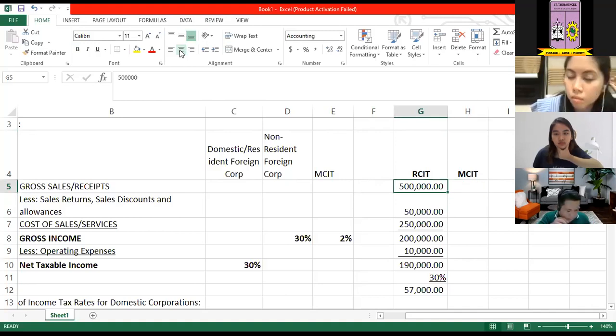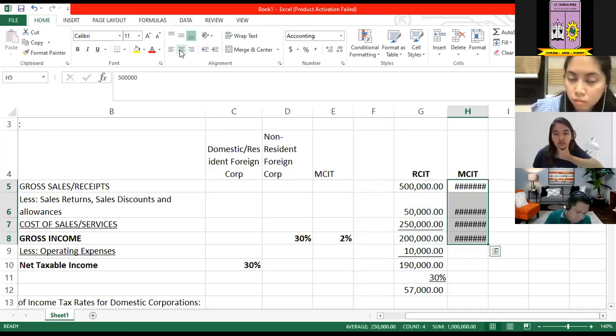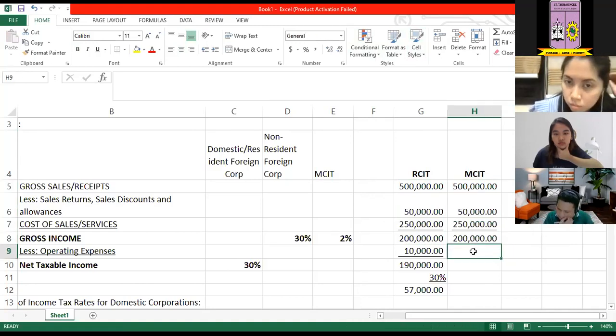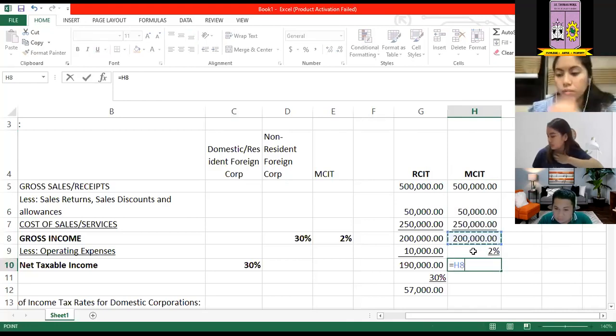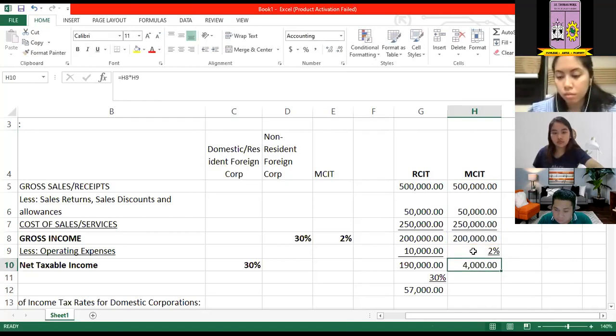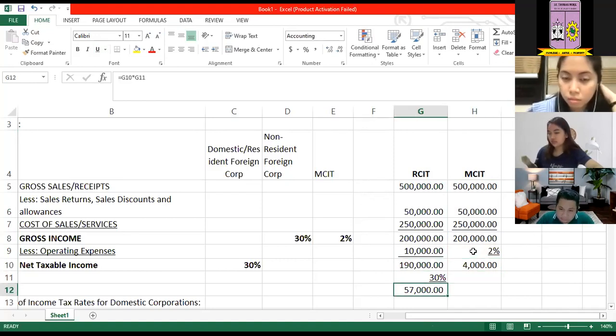So, ang MCIT, kopyahin lang natin. Diretso na tayo dito, 2%. O di, 4,000 lang. O, i-compare. Compare mo yung regular corporate income tax sa MCIT. Kung saan ang mas malaki, yun ang babayaran ng taxpayer. Since in this particular case, mas malaki yung RCIT, then 57,000 yung babayaran. Okay? Yan yung illustration for minimum corporate income tax.